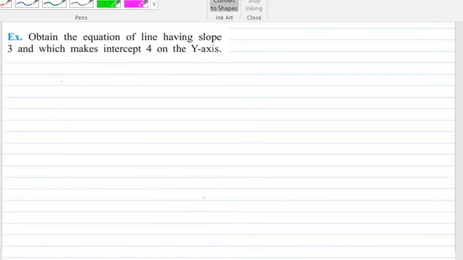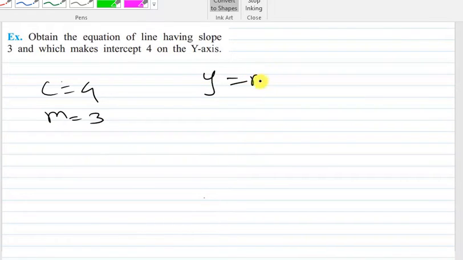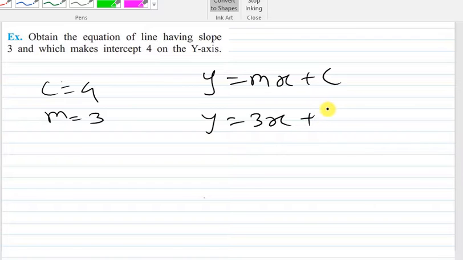Here, what the example states: obtain the equation of line having slope 3 and which makes intercept 4 on y-axis. That means c is given and the slope is given. When we know the y-intercept and the slope, we are going to use the equation of line in slope-intercept form. Just put the respective values. y equals, what is the value of m? 3. What is the value of c? 4. Take y to the right hand side.